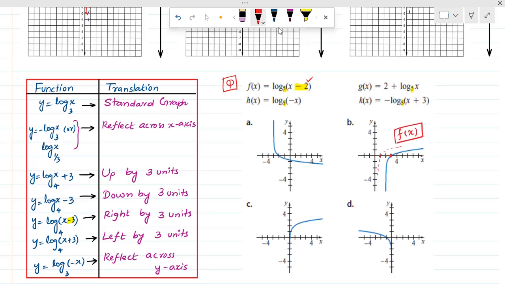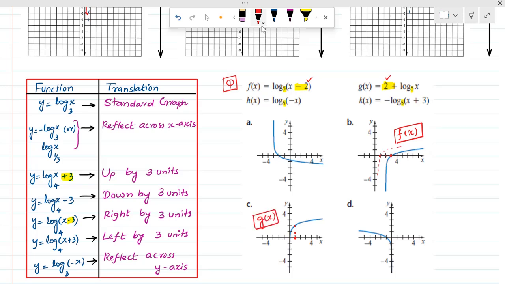Number 2. What is the next function? g. I have to compare the g. It is plus 2, so it is separate. Whenever you have a plus 2, it is up by 2 units. Which graph is up by 2 units? Therefore, the standard graph will be here, 1 unit, 2 units up. So this is my g of x.